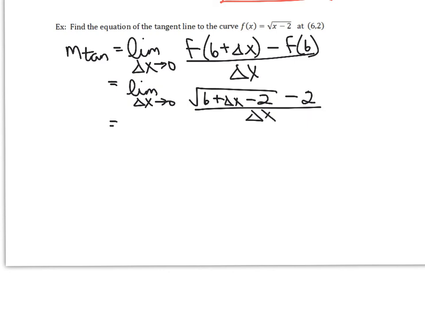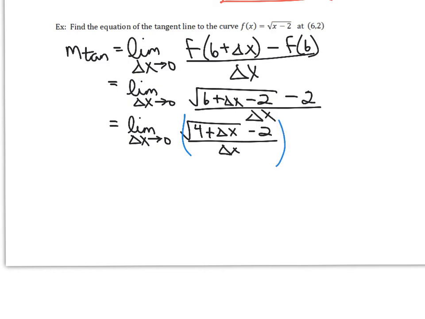Now, this, of course, is one where we're going to have to rationalize our numerator. So first of all, I'm going to simplify what's underneath the square root sign. So that's going to be the square root of (4 plus delta x) minus 2, all over delta x. Of course, I see that if I substitute 0 in for delta x, I am getting that indeterminate form. So that's why it's necessary to rationalize this numerator. So I'm going to multiply by the square root of (4 plus delta x) plus 2 in the top and the bottom. And go ahead and do that.